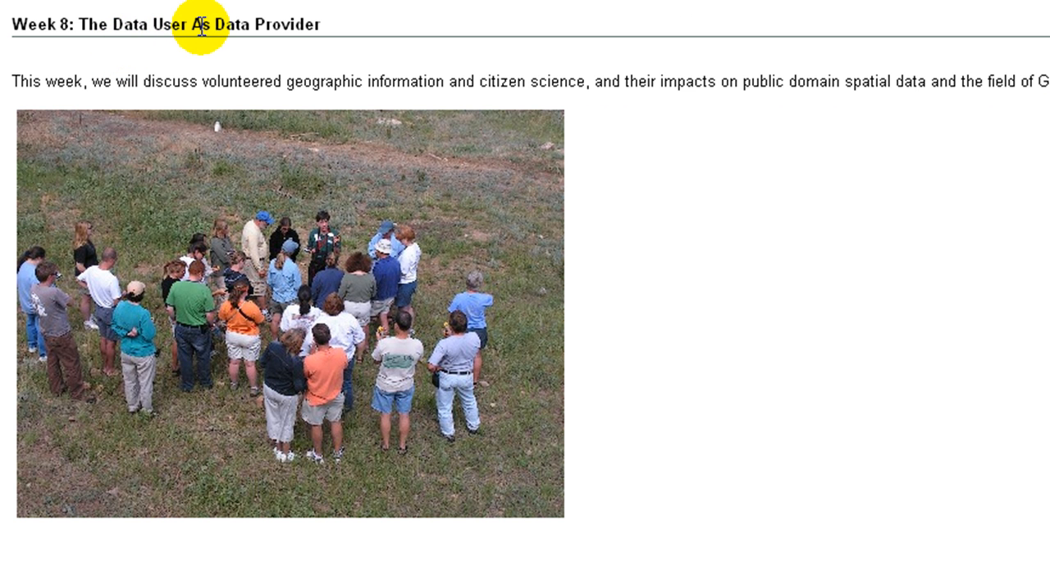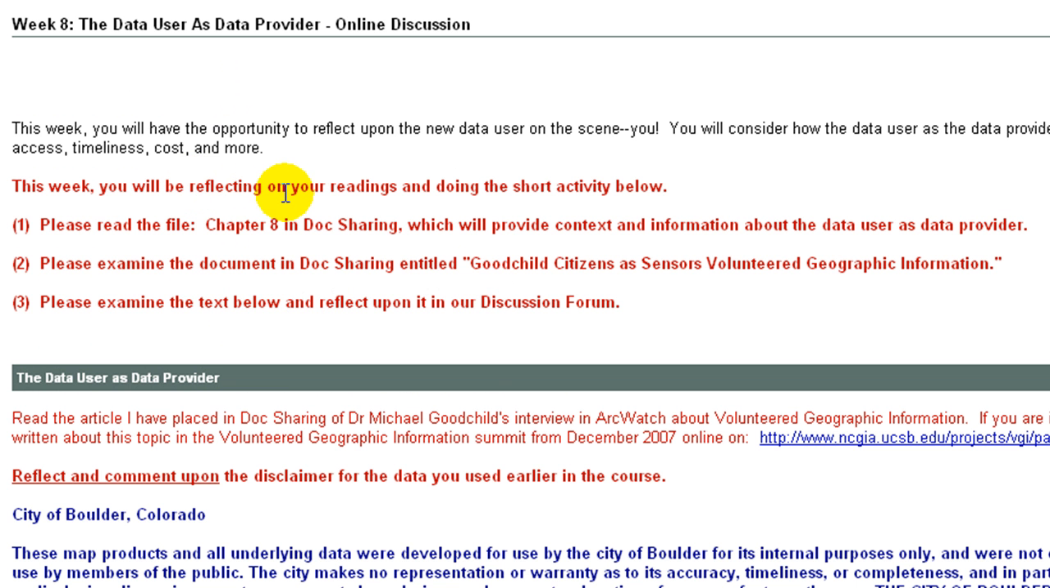Week 8, the data user as data provider. This week we will discuss volunteer geographic information and citizen science, and all of these impacts on public domain spatial data and the field of GIS. So you will be reflecting on your readings and doing the short activity below.